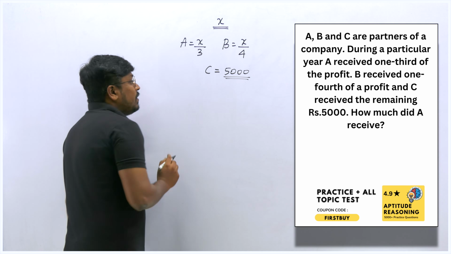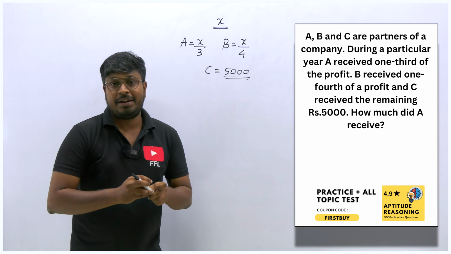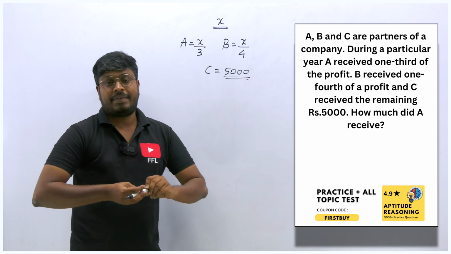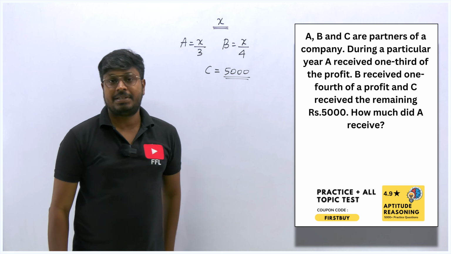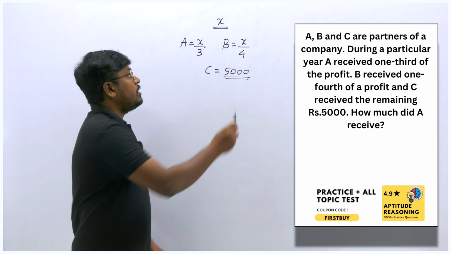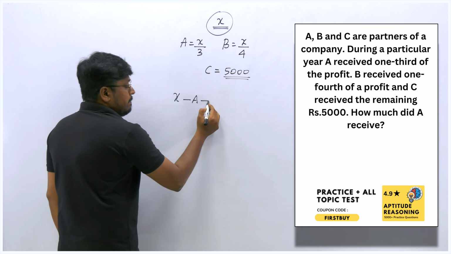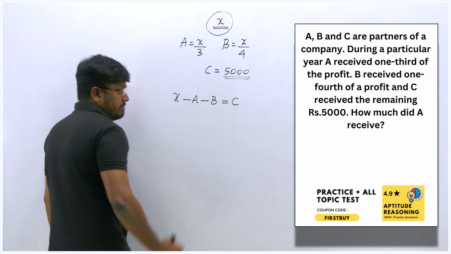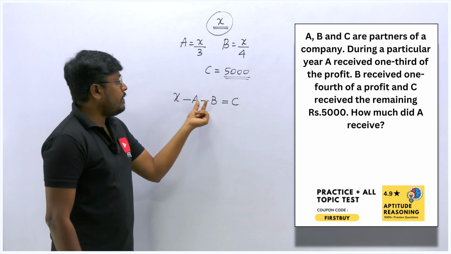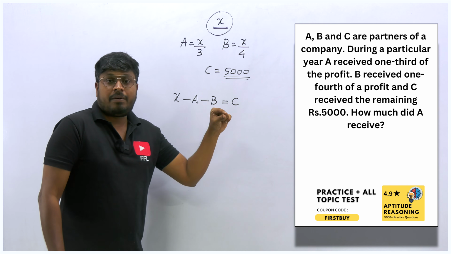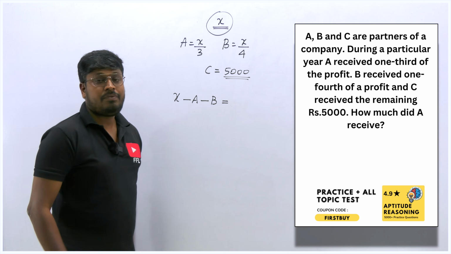Look at the word carefully before this 5,000: remaining rupees 5,000, that is important here. If they had directly given that C receives 5,000, that would be different, but here they have given that C receives the remaining 5,000. That means from the total profit X, minus A and minus B, the resultant is equal to C. Friends, did you understand this or not? From the total profit, A is getting some profit, B is getting some profit, and the remaining profit was given to C, so that C amount is 5,000.